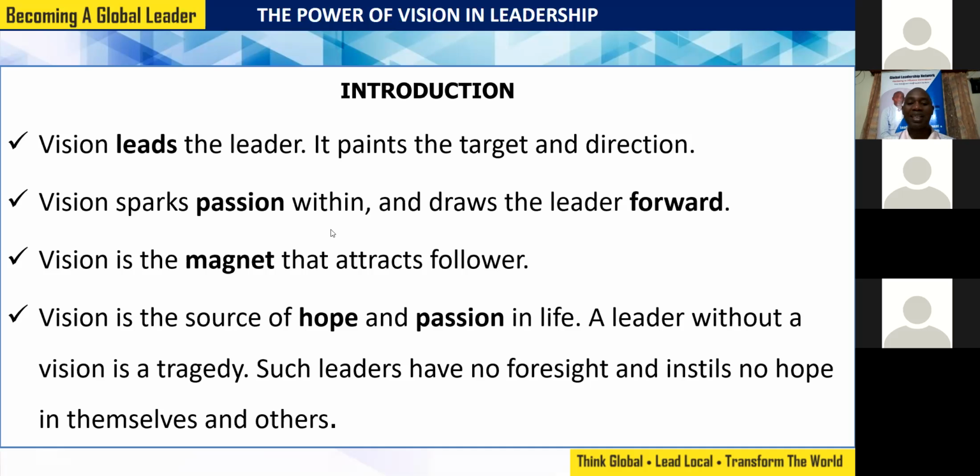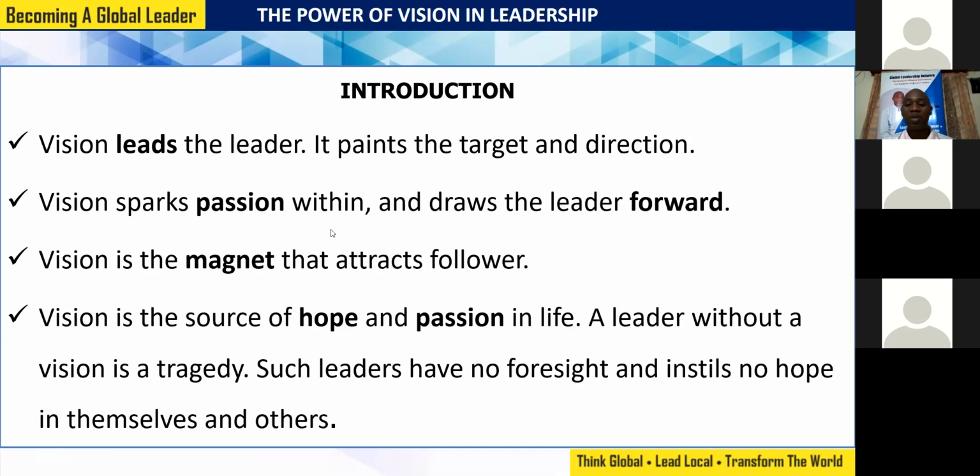Vision is the magnet that attracts followers. So I said at the initial stages that true leaders do not look for followers, but they attract followers. And how do we attract followers? By capturing a vision that people feel they want to identify with. It's for their well-being, for the well-being of everyone, every stakeholder. And therefore it becomes attractive and people want to partake in it.